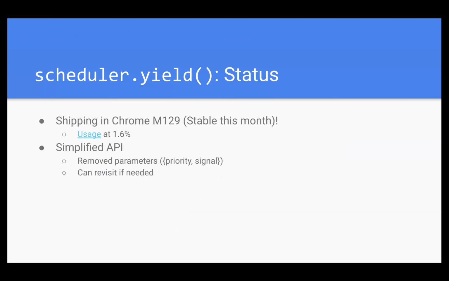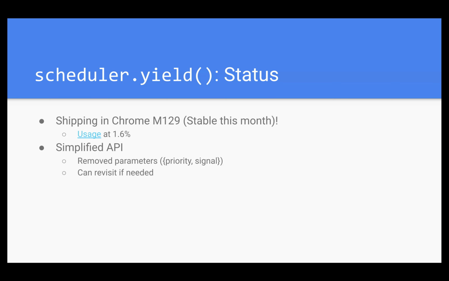All right, and that's yield, and that's where things are at. As I mentioned, we did simplify the API by removing the parameters, but we can revisit that if needed. We weren't exactly sure how that should work with inheritance. So rather than overthink it or do something that might not be needed, we figured we'd start with the simplest thing and go from there.